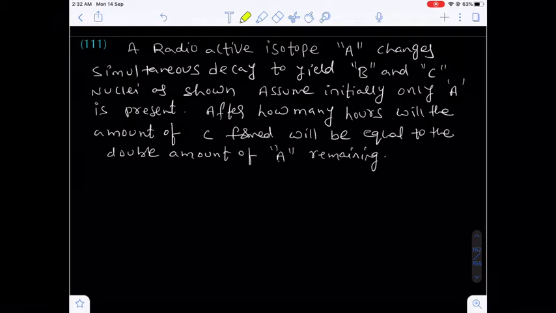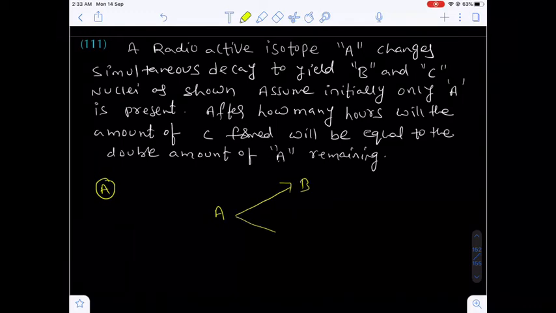Nuclei as shown. Assume initially only A is present. After how many hours will the amount of C formed be equal to double the amount of A remaining? First of all, A gives what? B and also C, simultaneously.